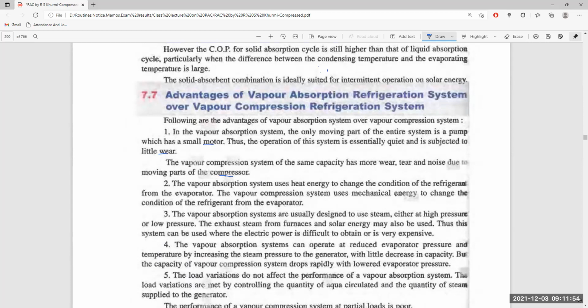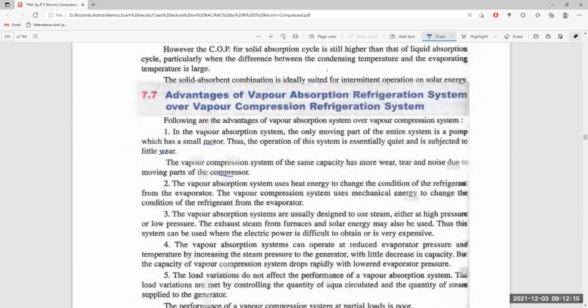But in the vapor compression system, there is much more wear and much more sound, because the compressor is doing not only the flow but also compressing the refrigerant. So the vapor compression system involves much more wear, tear, and noise in comparison to the vapor absorption system.